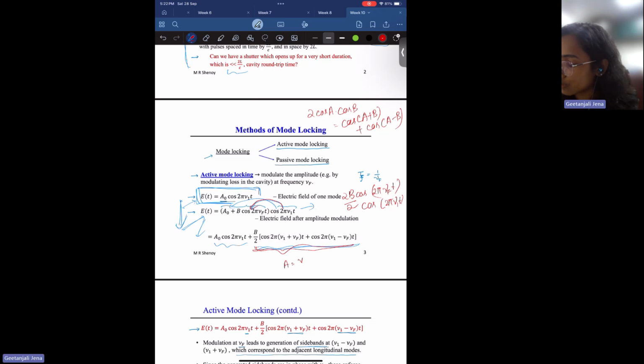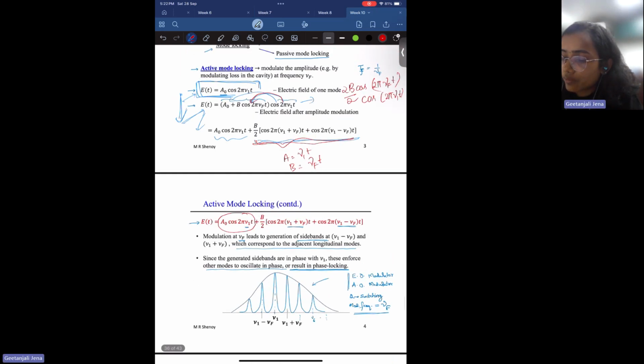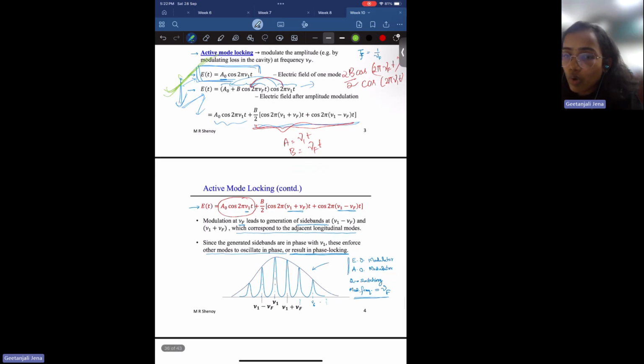So A is nothing but nu 1 t, B is nu f t. Now if we solve it, there is one term which we have already had before, the amplitude modulation. So if you see this term, this is the one we have earlier. Now, when you modulate the amplitude at a frequency nu f, what do you have? You have three terms. One is the initial one, one with frequency nu 1 plus nu f, and another one with frequency nu 1 minus nu f.